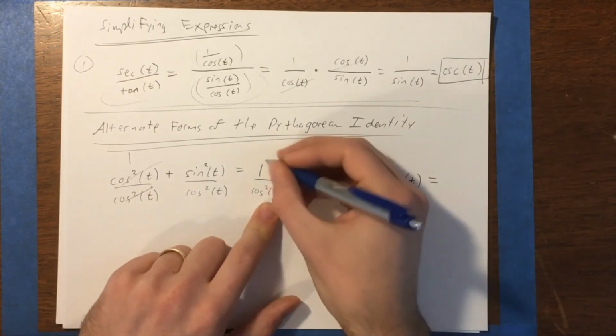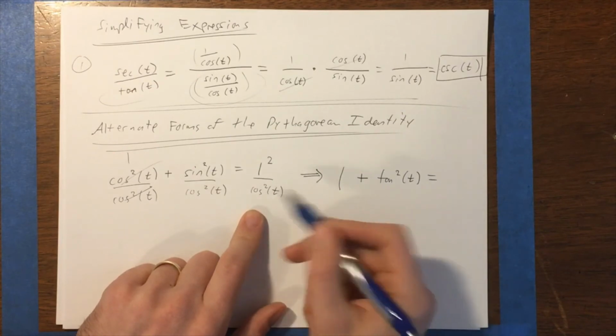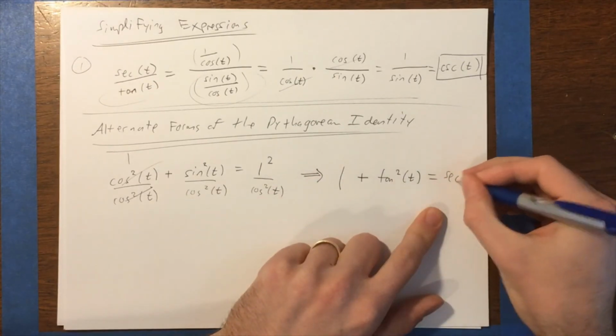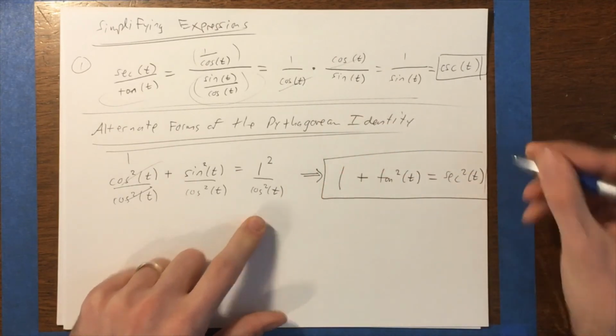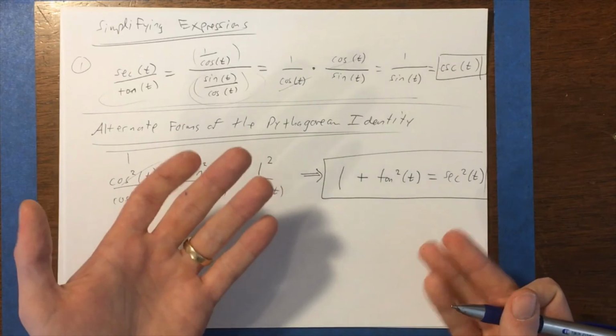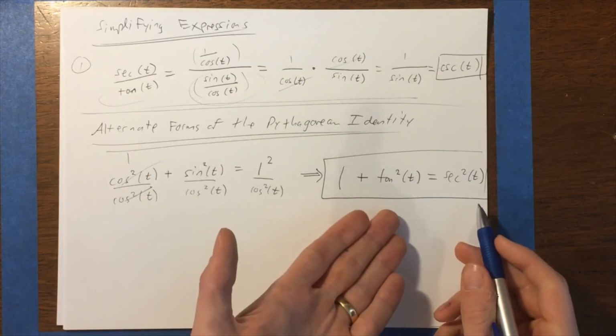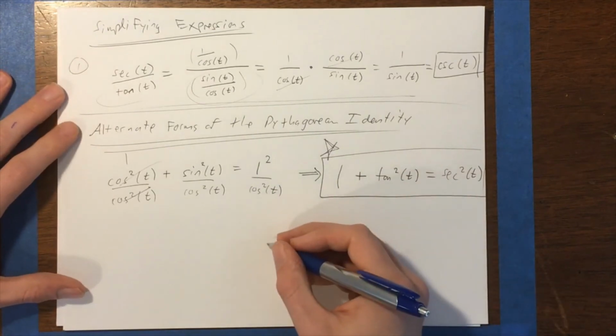And then over here, 1 is the same as 1 squared, and 1 over cosine is secant, so that is secant squared. So what we've come up with here is this alternative version of the Pythagorean identity that instead of involving sine and cosine, it involves secant and tangent. And so this is something that we'll use occasionally. That'll be kind of useful.